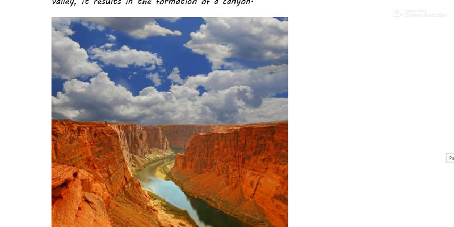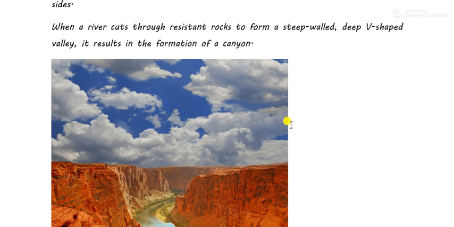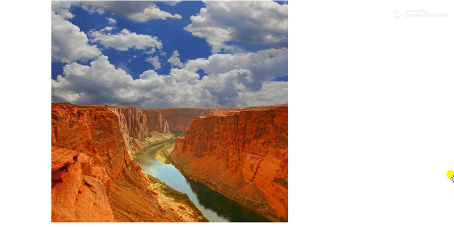This is how a basic canyon looks like. When a river cuts through resistant rocks, as you can see, the river has paved its way through the resistant rocks to form a steep walled, deep V-shaped valley. It results in the formation of a canyon. So please copy this, it can come in your exam.